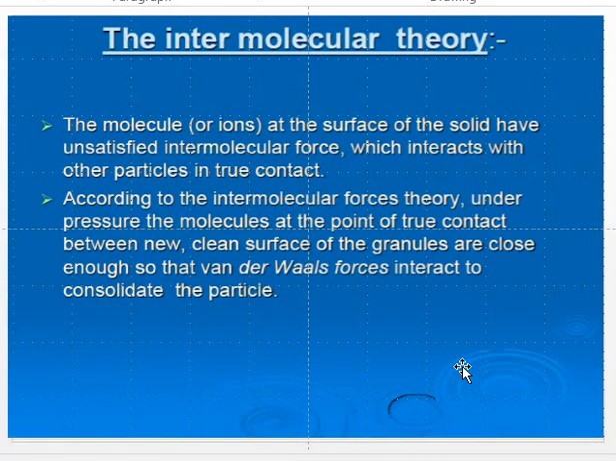Another theory is the intermolecular theory. As per the intermolecular theory, at the surfaces of the solid or at the surfaces of your granular material, some unsatisfied intermolecular forces develop when we are applying the pressure. Those forces interact with other particles and they try to bond that material because of those intermolecular forces.